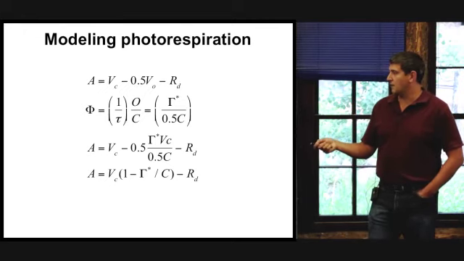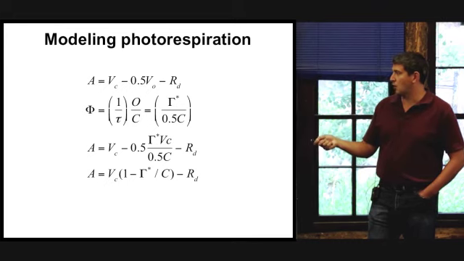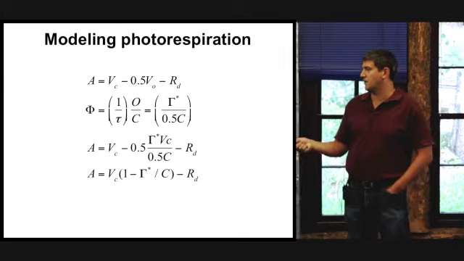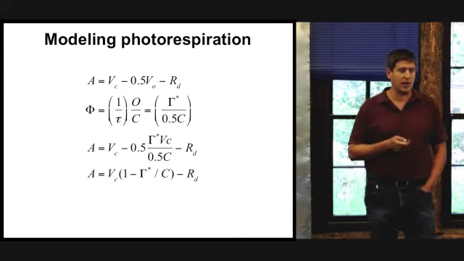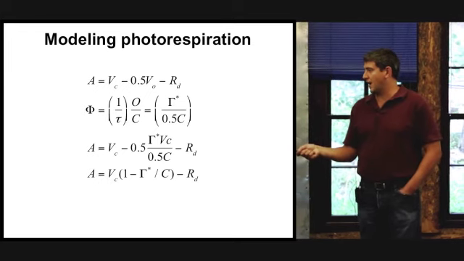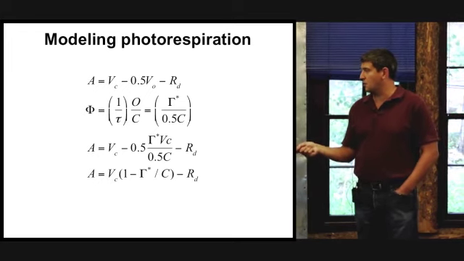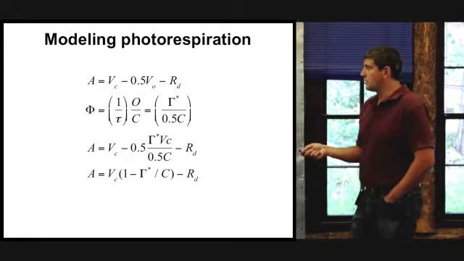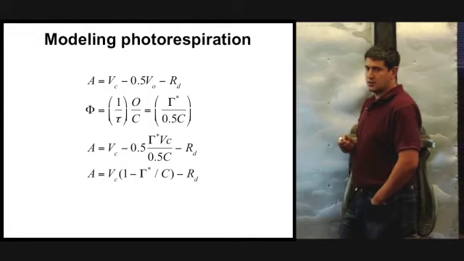So if we take A equals VC minus 0.5 VO, and we substitute VO with this term here, gamma star times VC over 0.5 times C, minus RD, and simplify even further, you end up with A equals VC times (1 minus gamma star over CI, or C), minus RD. What this basically means is that in order to model the contribution of CO2 coming off the leaf through photorespiration, all you need to know is gamma star and the CO2 concentration in the leaf.